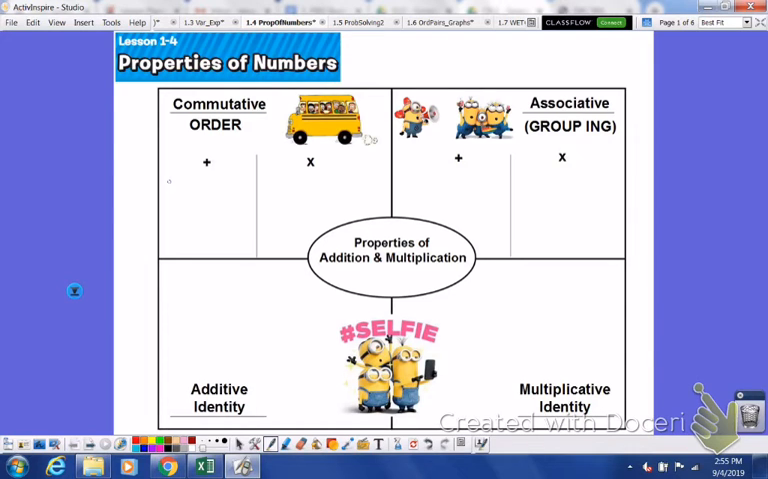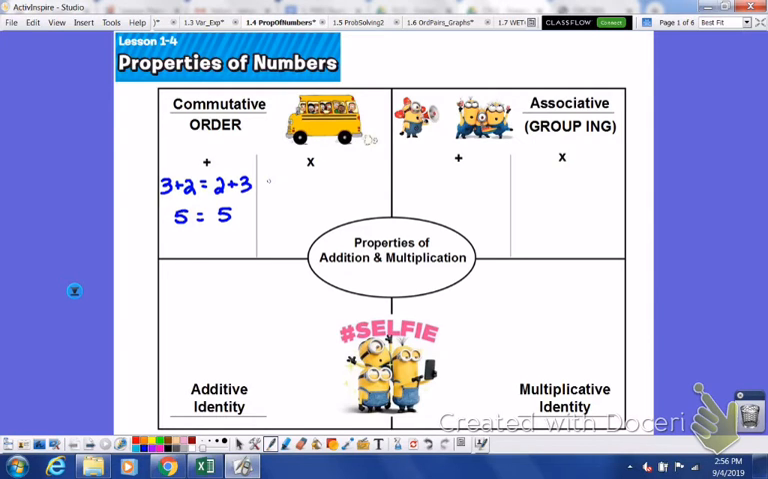So if I started with 3 plus 2, what the commutative property tells me is that is the same as 2 plus 3. Same numbers, same signs, I just flipped the order. And to prove it, we know that 3 plus 2 is 5, and 2 plus 3 is also 5, so it does check out. We could also do the commutative property of multiplication.